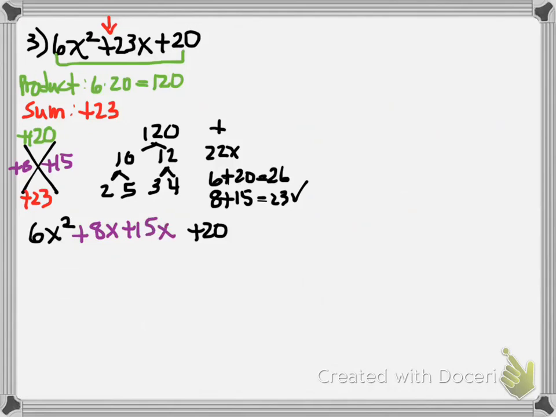Now, just to kind of go back to something Jared said, if I wrote plus 15x plus 8x, it's not going to change what I get at all. I'm still going to get the same final answer. So you get a lot of freedom on this. All right, so 2 by 2.